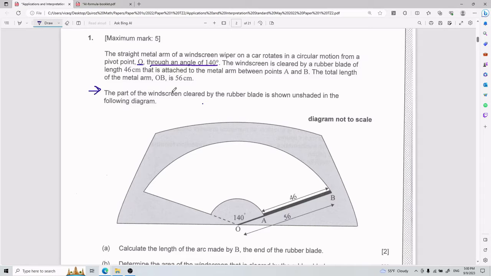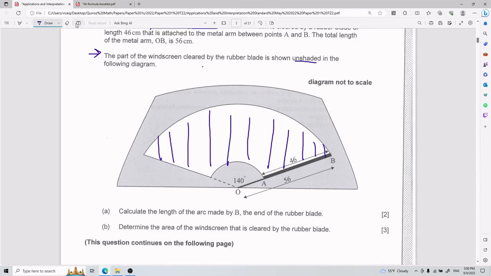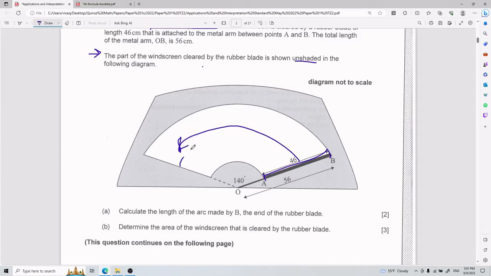Then they tell us that the part of the windscreen cleared by the rubber blade is shown unshaded in the following diagram. So that means that this unshaded part, which I am now putting in purple or dark blue, is what the windscreen clears. See? Awesome. It makes sense because this guy here is moving over there and then over there. Awesome. That is how cars work.